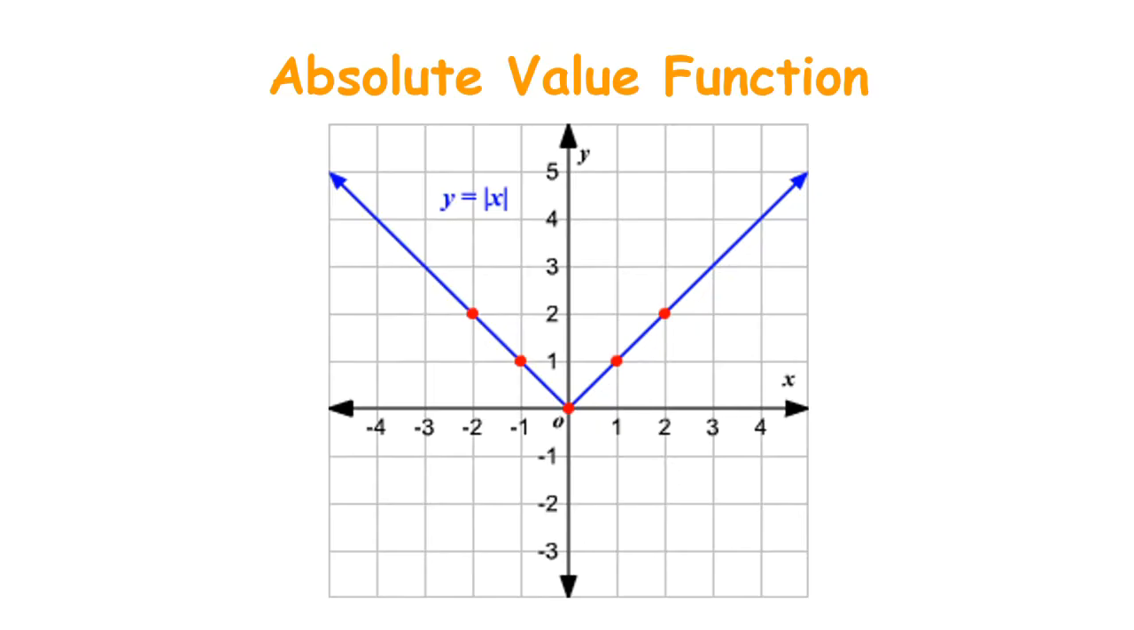Any of my negative numbers that get put into that absolute value are going to give me an output of a positive number, which is the y coordinate, which is why all of those negative numbers on the left have positive y values.